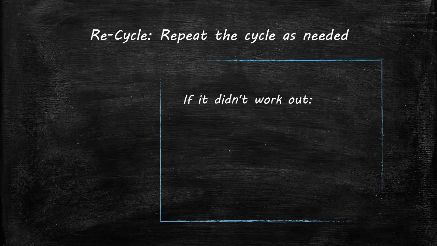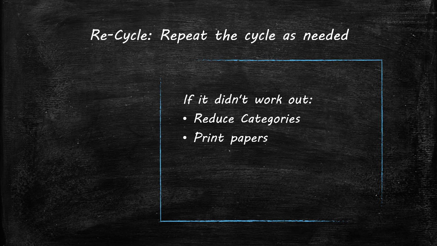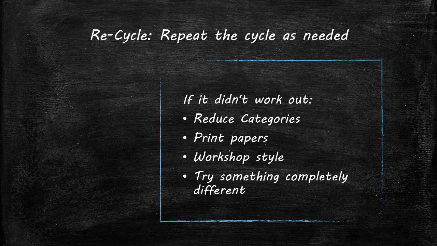If the results didn't go as planned, what was the reason? Did we add too many categories to the rubric? Do we need to print the papers and let the students write on them? Maybe this would work better in a workshop-style session where students talk it out rather than just leave comments. Could it have been the instructions given or the amount of time allowed? What can be changed for the next cycle?